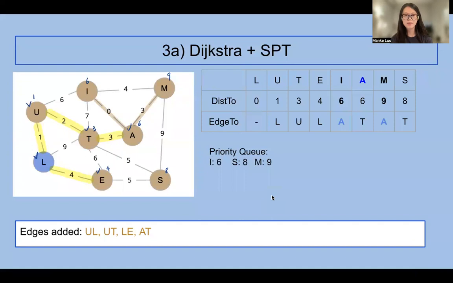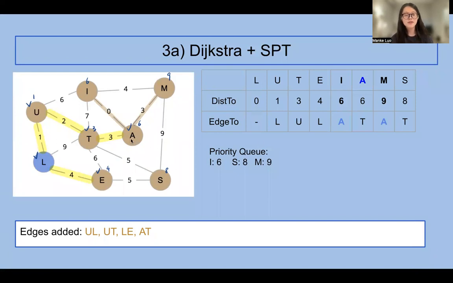Okay, next we popped A. And so notice how A is highlighted blue. After popping A, we add the TA edge into the SPT because that was the edge-to value for A. And then for every single unvisited child of A, which are highlighted with brown edges here, I checked if I need to update anything. And it turns out I updated the values for both of them.